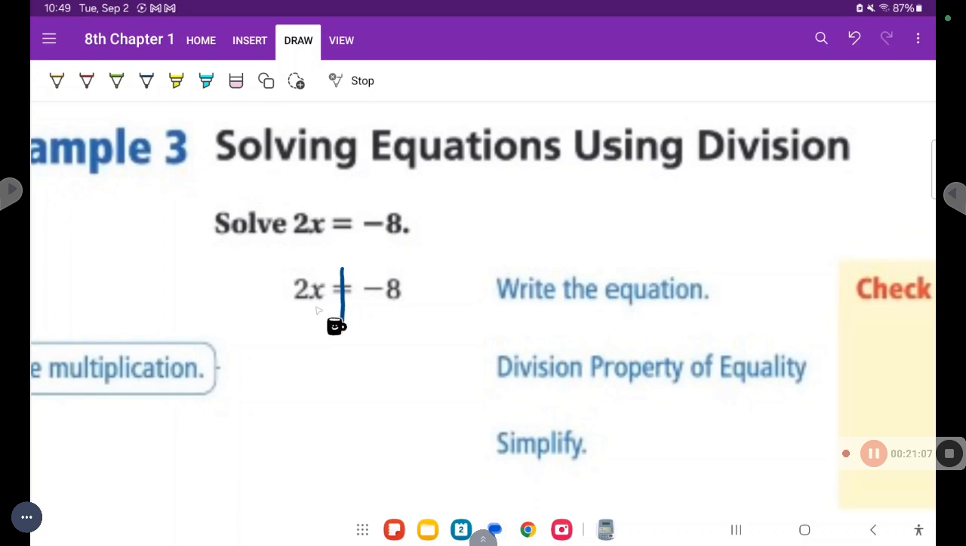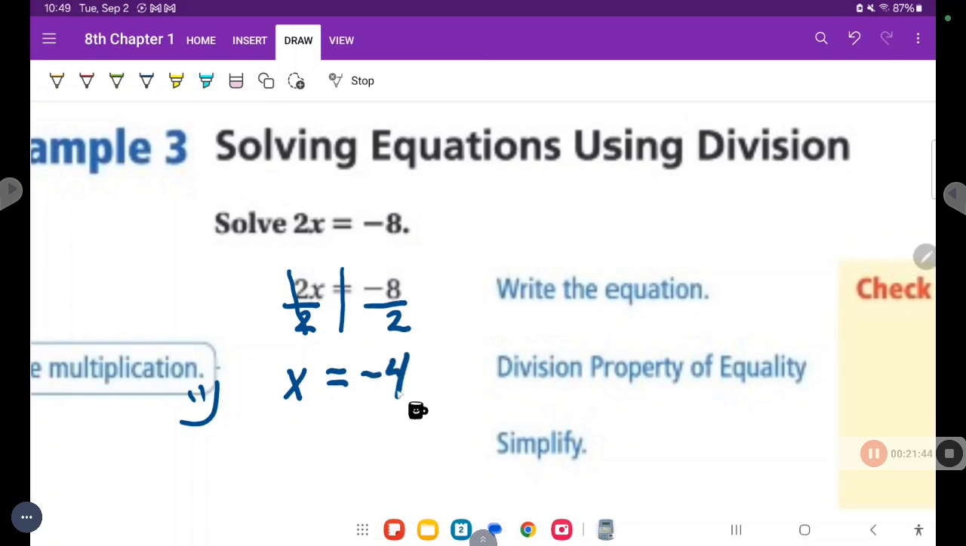So, pay attention. We're going to divide by 2. Why am I dividing by 2? Because X is a lone wolf, wants to be all by itself, so we have to deal with that 2. So if I divide by 2 on the left, I have to divide by 2 on the right. So on the left side, we're left with just the X, and now he's really happy. And then we bring down our equals. And what is negative 8 divided by 2? That's going to be negative 4.